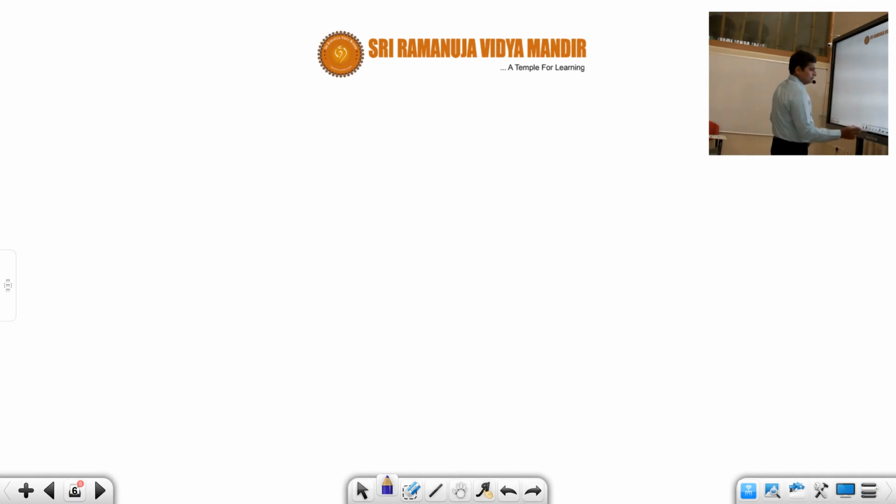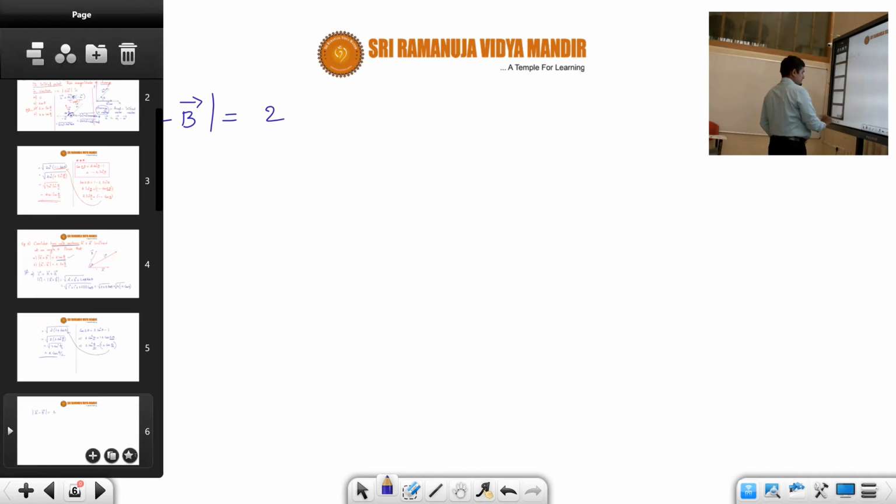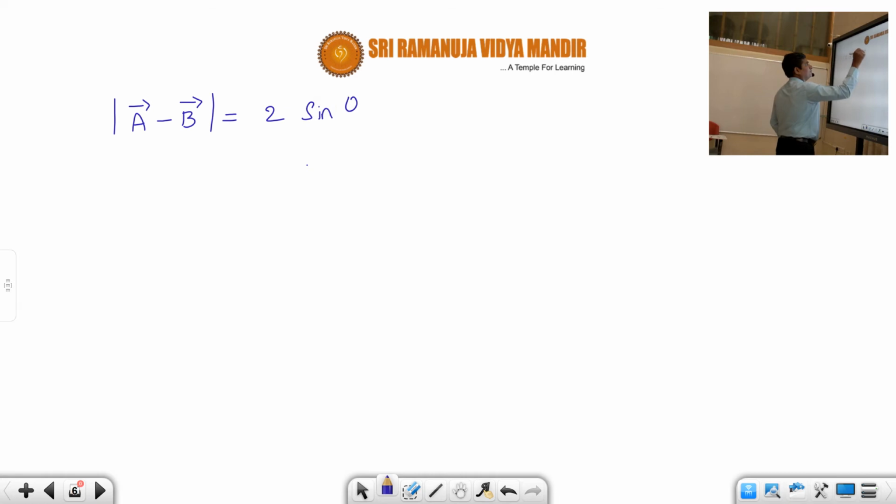Now here what we have to do is, students, we want the magnitude of A bar minus B bar to be proved as how much, students? 2 sin theta by 2. That is what we have to prove.